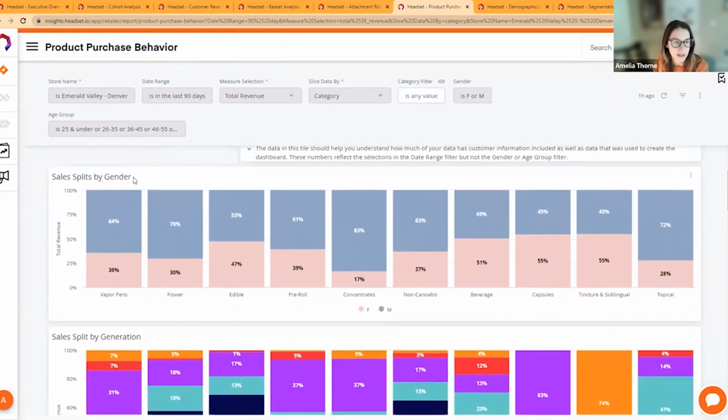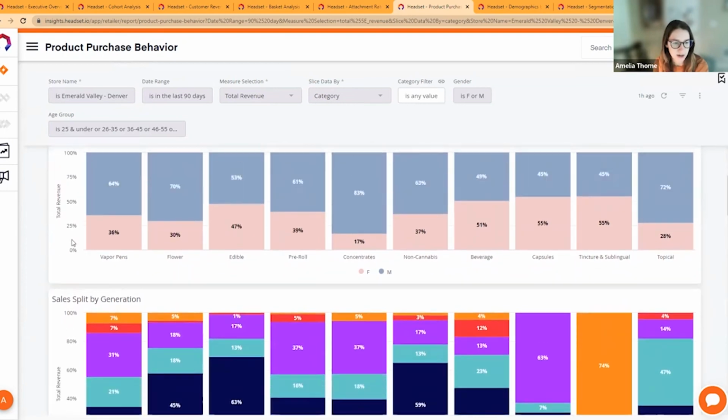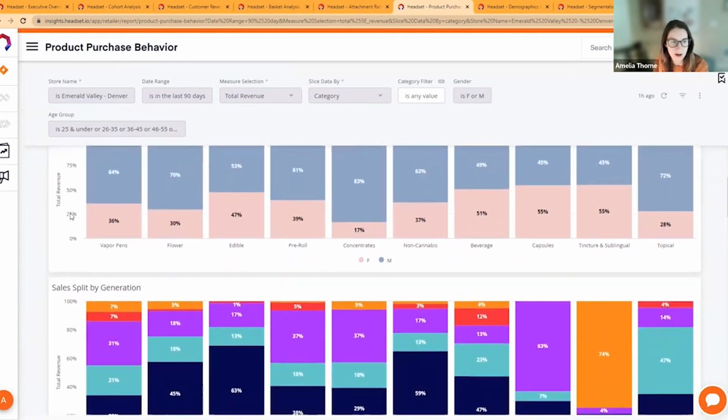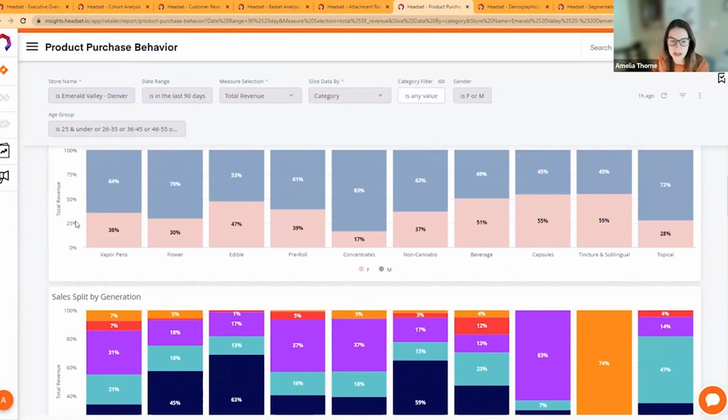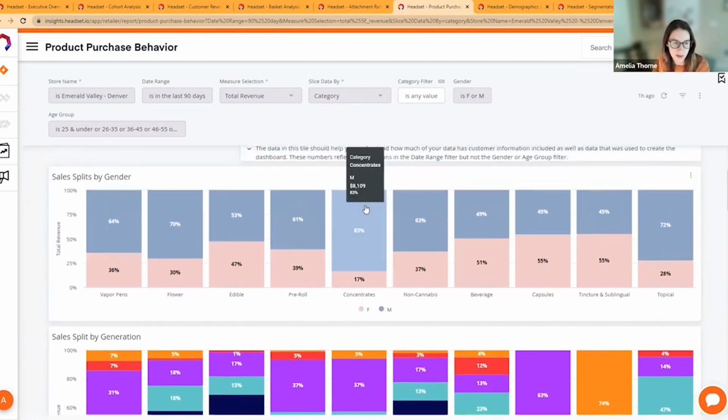The first place we can go is sales splits by gender and sales splits by generation. This is great if you want to understand, what's the breakdown between males and females? Are there any strong preferences between the genders or age groups? We can see here, males typically are heavily purchasing concentrates way more than females. So if we think back to that idea of maybe bundling a flower and a concentrate, maybe target males because they're the ones that are more likely to purchase that concentrate than a female.